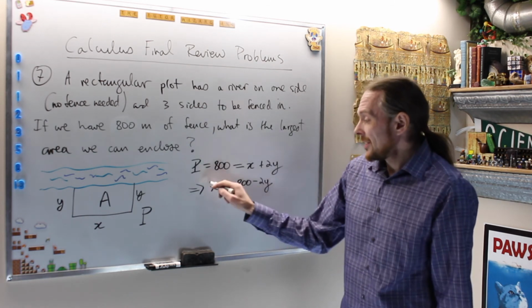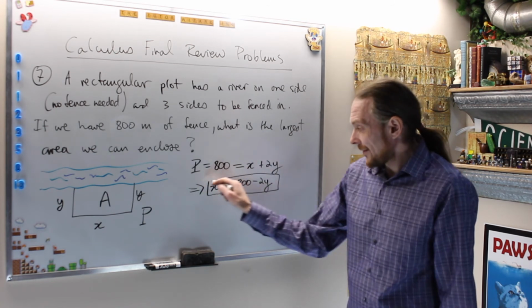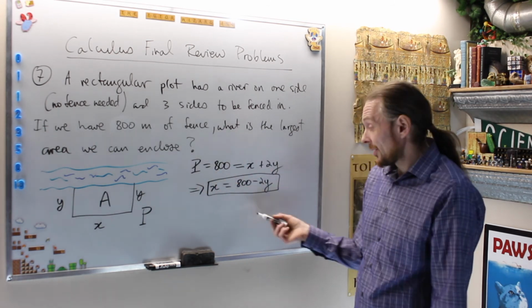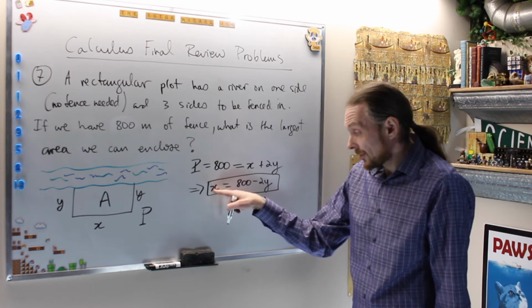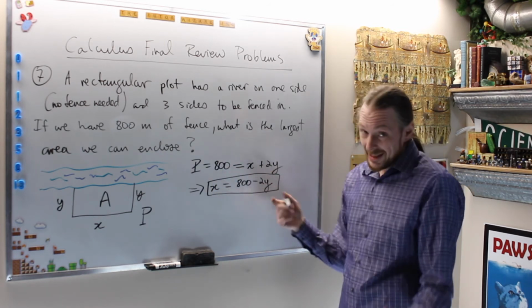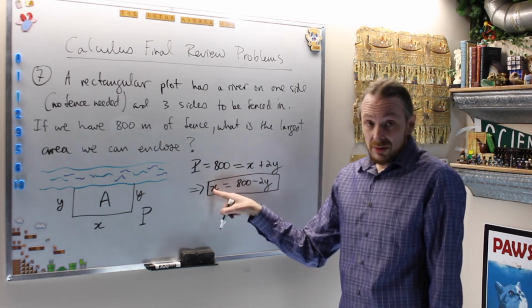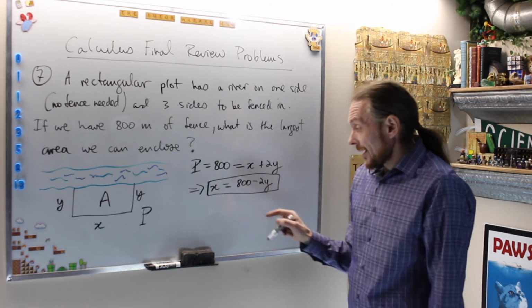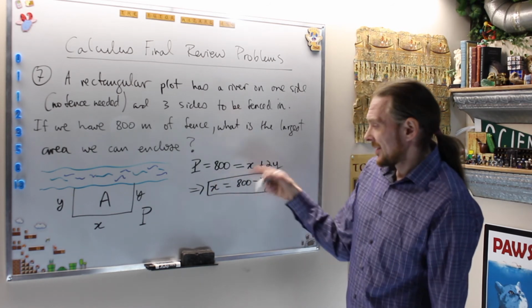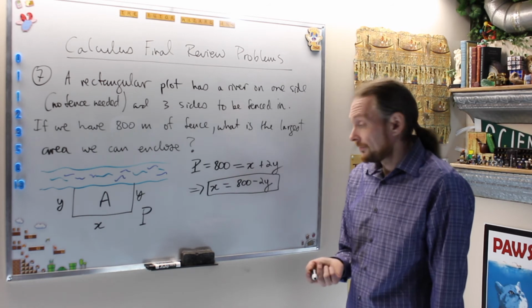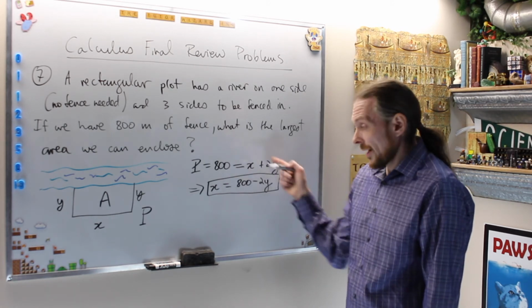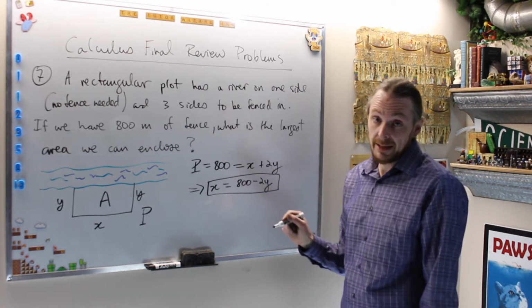So I use the equation they gave me and the value they gave me, 800 for the perimeter, to solve for one of the variables in terms of the other variable. In this case, I chose to solve for x in terms of y because it was easier. I didn't have to divide by anything and get any fractions. You could solve for y in terms of x if you want, is what I'm saying.